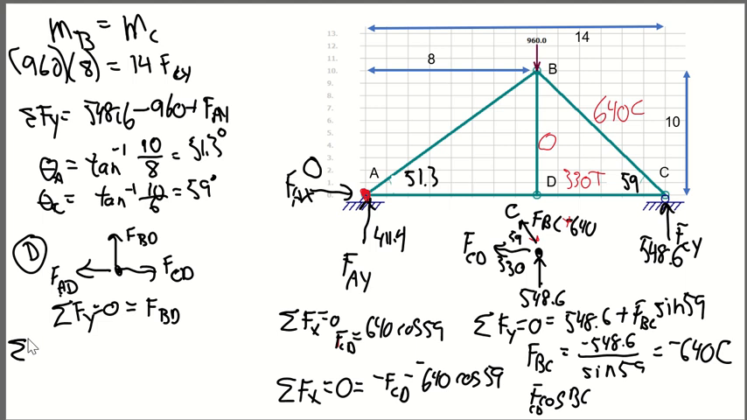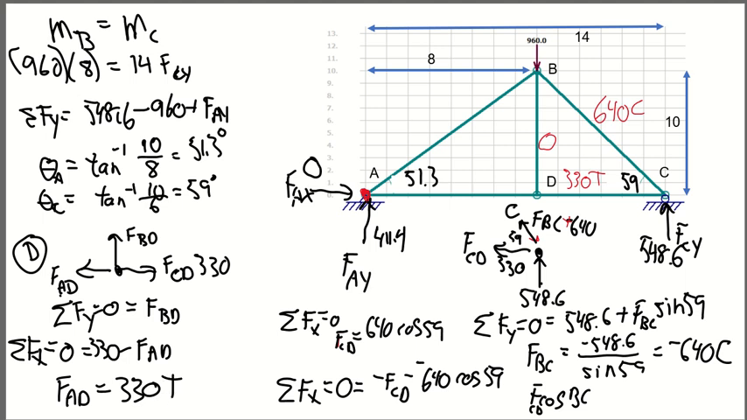And now, look at this. Sum of the forces in the x direction equals 0. Okay? FCD, do we know FCD? Heck yeah, we just solved for it over here. This is 330, going that way. I got this one going the other way, minus FAD, bring that to the other side, so FAD equals 330 in tension, because they have to balance each other out. So this is also 330 in tension.